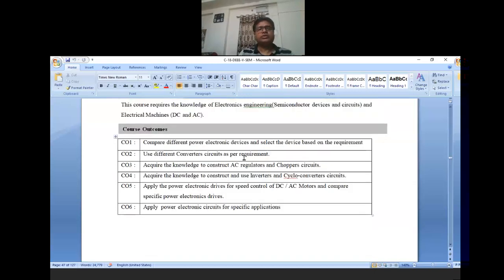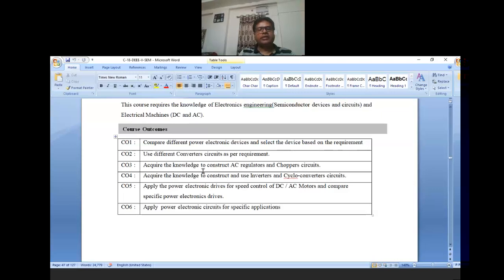And the total course is also designed to mainly have 6 course objectives, CO1 to CO6, one course objective for each unit. In the first unit, that is power electronic devices, the main course objective is, after understanding the concepts, you would be able to compare different power electronic devices, their characteristics, their uses, and their advantages and disadvantages, and based on that, how to select the proper device based on the requirement.